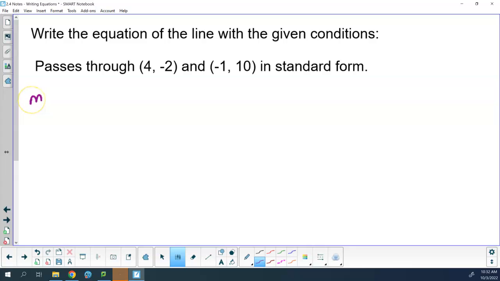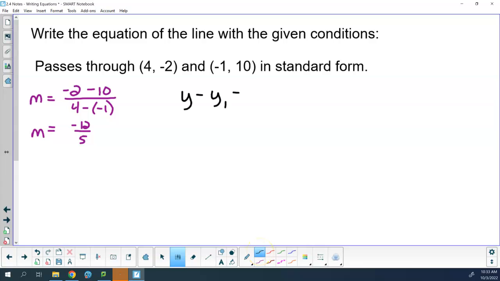First thing we need to do is find the slope. -2 minus 10 all over 4 minus -1. That's going to be -12 all over 5 is my slope. It can't be reduced. Which point do you want to use, left or right? Left. Okay.